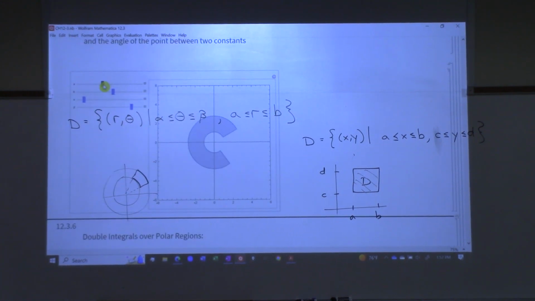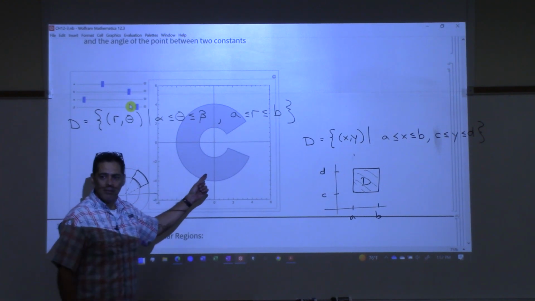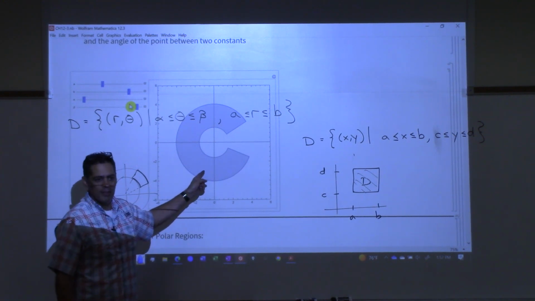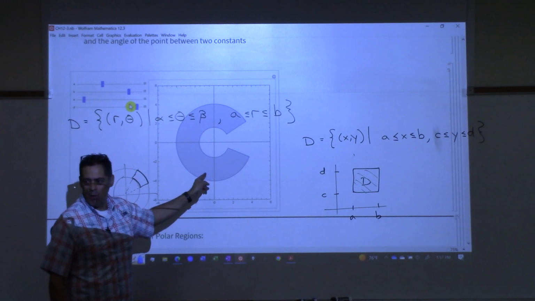Now, I have a way better little animation here for you. Look at me. I'm going to change A and B: make A smaller, make A bigger, make B bigger, make B smaller, and then I can change alpha and beta. Look at that region right there. Is that a rectangle? No. It's a polar rectangle.